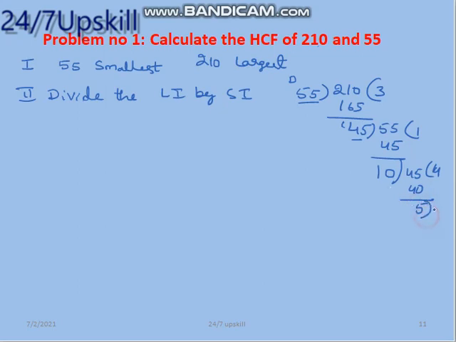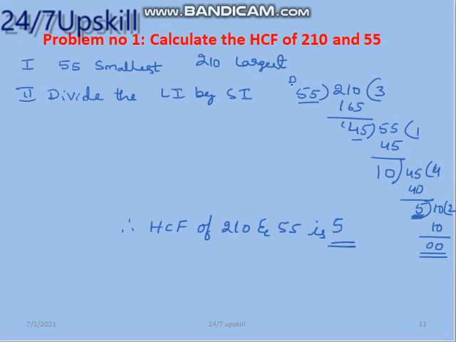So 5 will divide the divisor, that is 10. So 5 2s are 10. See, finally I got the remainder as 0. Then which is the HCF here? The HCF is the last non-zero remainder. See, this is 0 remainder, so the non-zero remainder in the last was 5. So we can say, therefore, the HCF of 210 and 55 is 5.